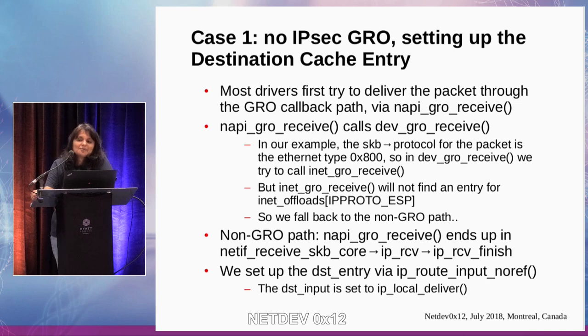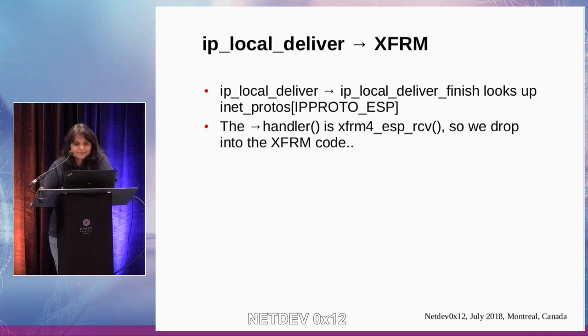So again, we have the same problem to solve as we did on the way out. We need to look up the routing table and see if this is a packet for us or if this is a packet that we should forward, right? In our example, this is a packet for us. So when we look up the routing table through IP route input NOREF, it will again come back to us with a destination cache entry, a dest entry, where the input function pointer is set to IP local deliver. That means the next thing that needs to process this is IP local deliver.